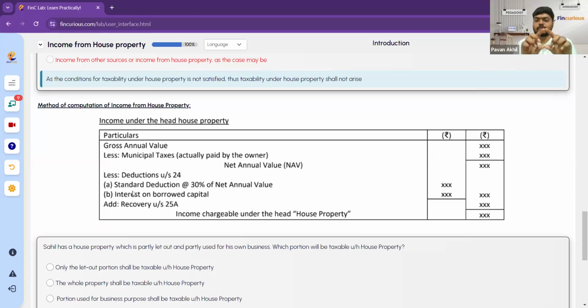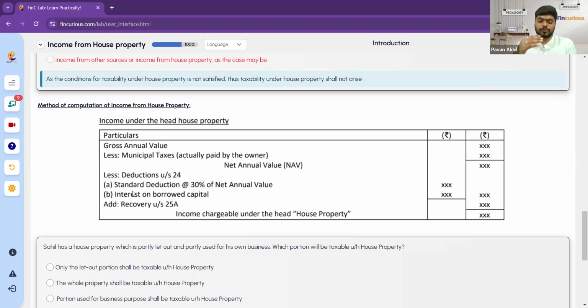I'm just showing you a table, how exactly the method of computation would be done. So gross annual value minus municipal taxes paid. What are these municipal taxes? Basically the state government will charge some taxes on the houses every year. That would be paid by the owner. So if the municipal taxes are being paid by the owner, those municipal taxes have to be deducted from gross annual value. Why are they deducting here?